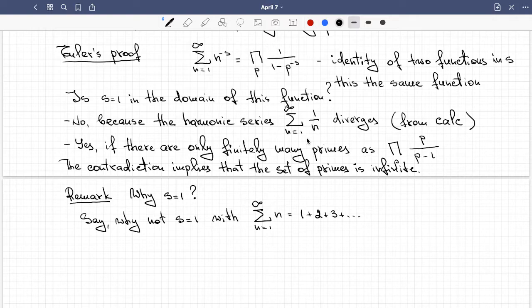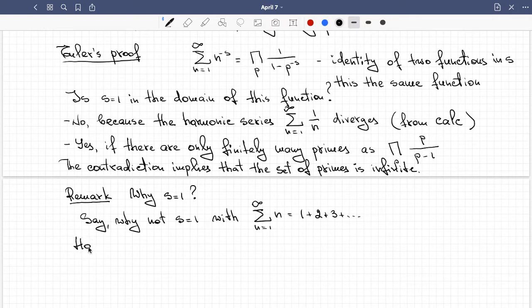Point is, I never told you what kind of variable s was. You tacitly assumed this is a real variable, while I assumed this was a complex variable. Still, what's the difference? This is 1, a real number.